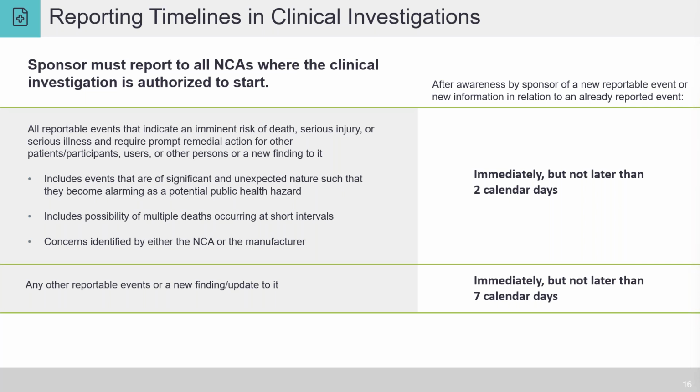Now, there may be a question which may come to your mind, looking at the extremely short reporting timeline of 2 calendar days for SAEs or cases which have imminent risk of death or serious injury or serious illness. So the question would be how do we take action and make sure that we are compliant with the authority with the reporting timelines. So a proper plan needs to be documented in the safety management plan.